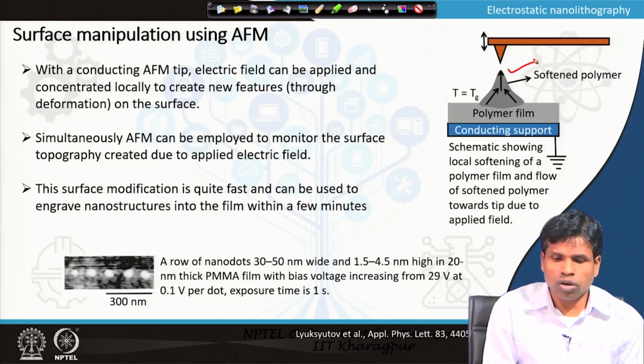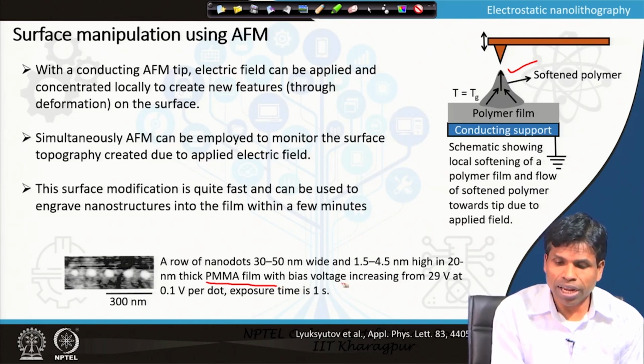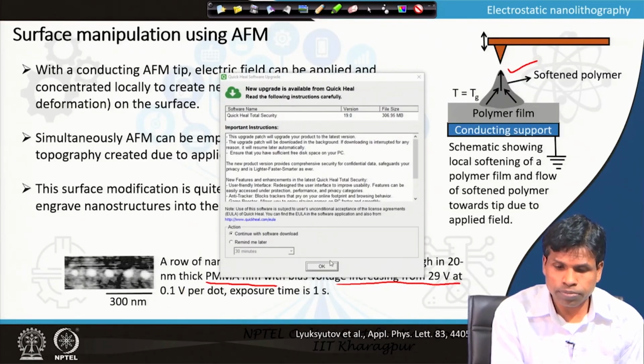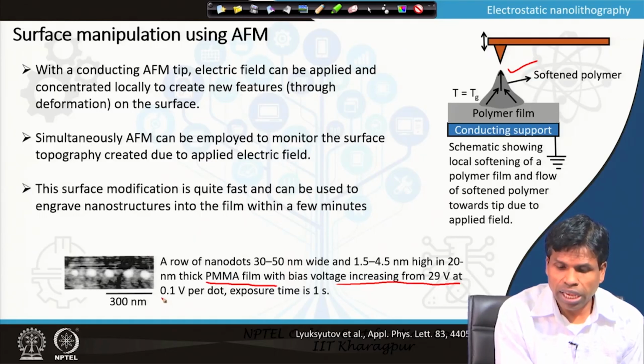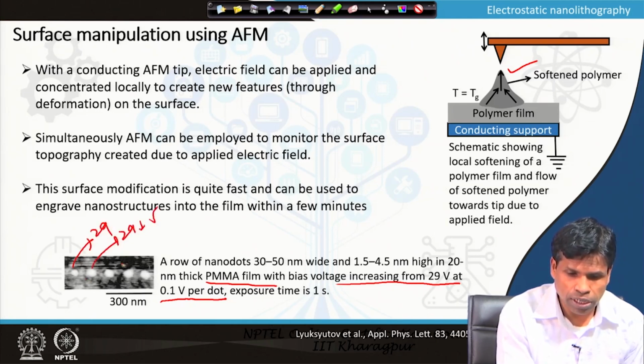So, it has been done with a PMMA film, polymethyl methacrylate film, by applying a bias voltage increasing from 29 volt at 0.1 volt per dot. So, here 29 volt, here 29.1 volt and here 29.2 volt.